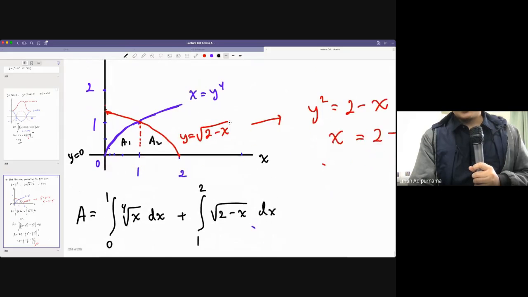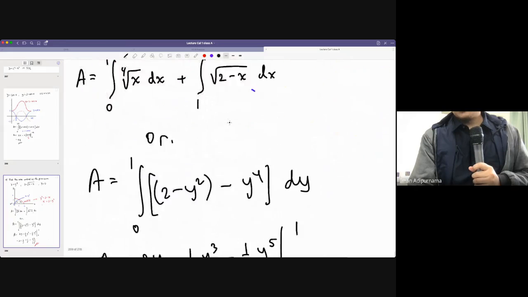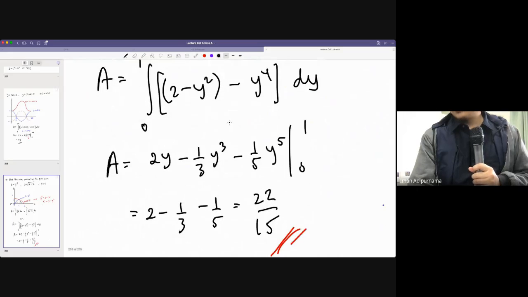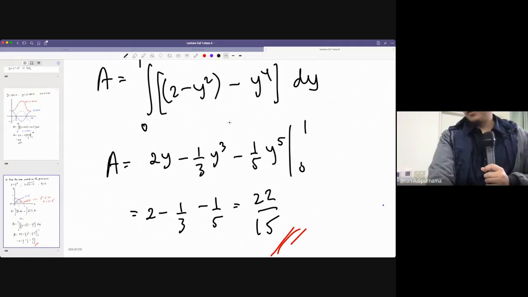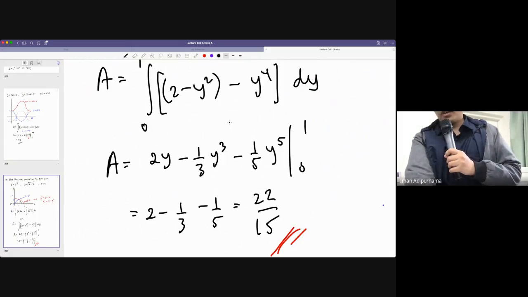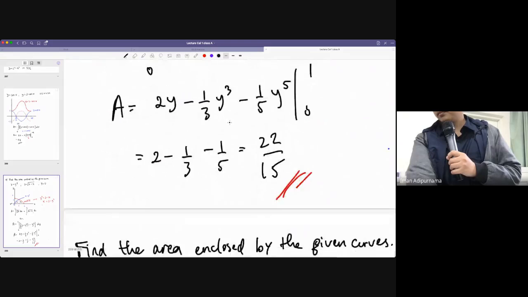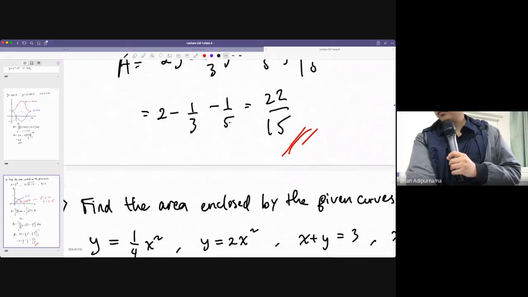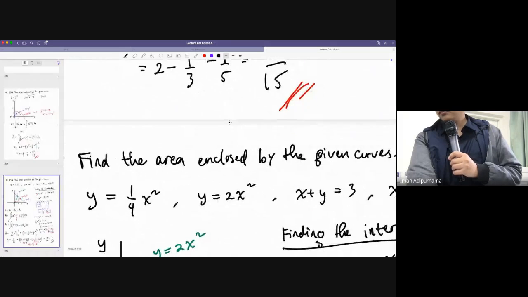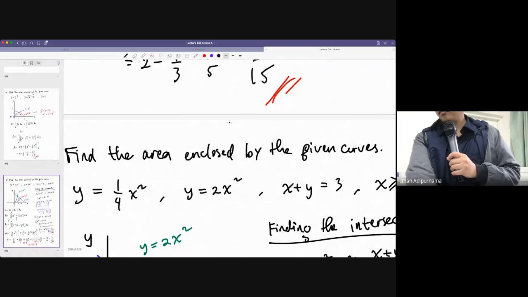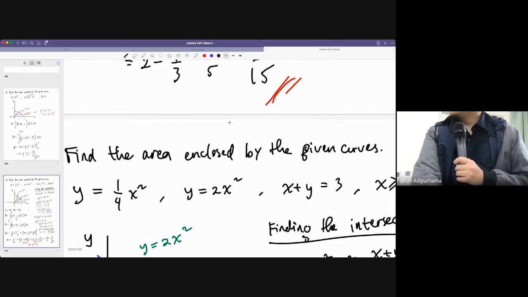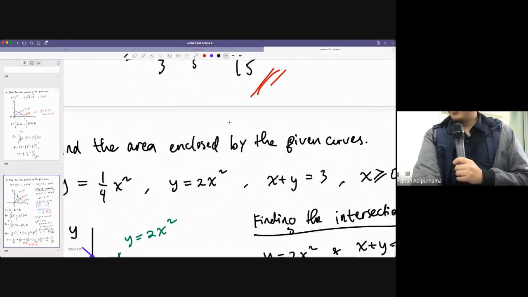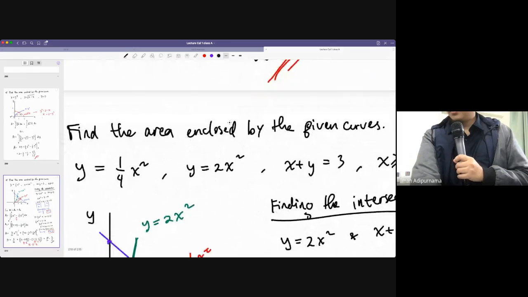Yeah, this is the second one, the part 2, and that is when we are using dy. And the other, this is the third one.